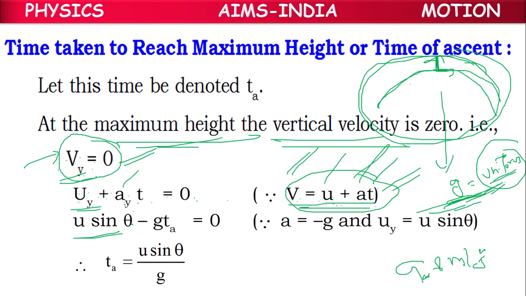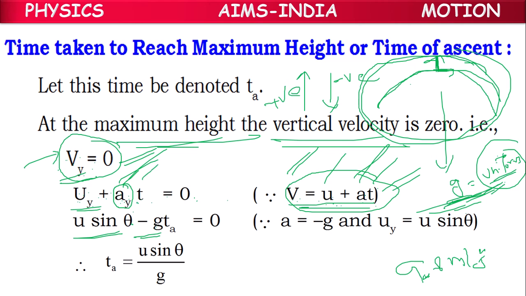What is a_y? What is the acceleration acting on the body? It is acceleration due to gravity, g. But the body is going up, which we have taken as the positive direction. Acceleration acting down will be negative, so the g value will be negative. So in the place of acceleration, we can take minus g, because acceleration is acting downwards. That's why we are taking minus g here.